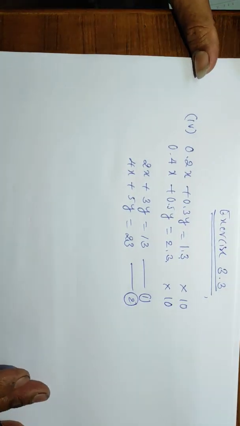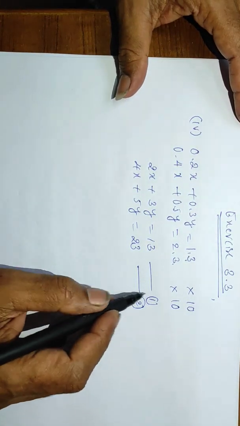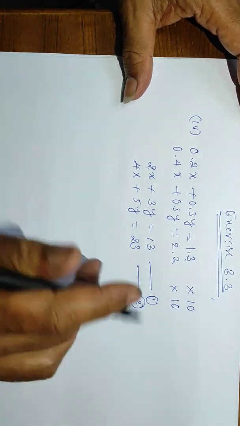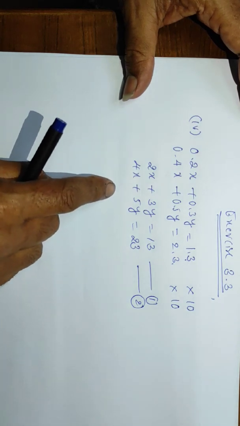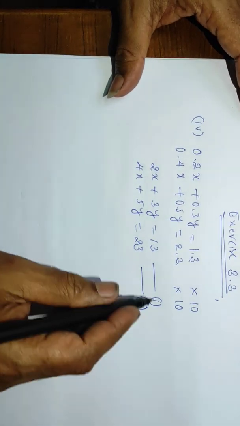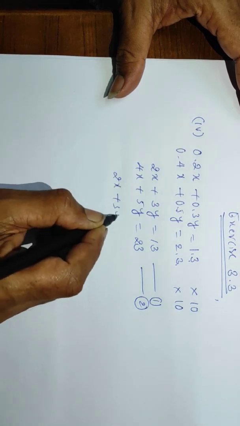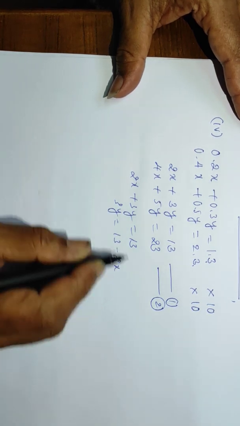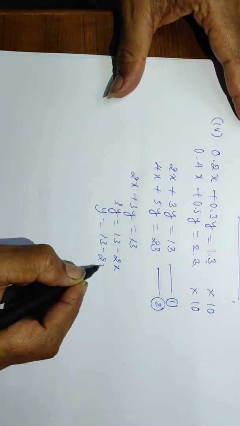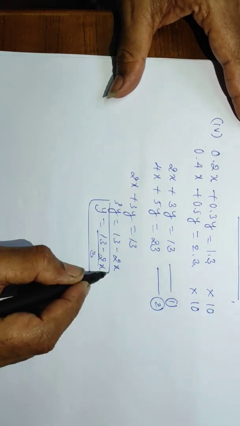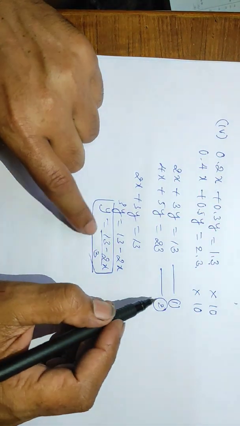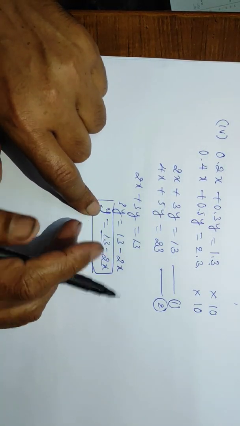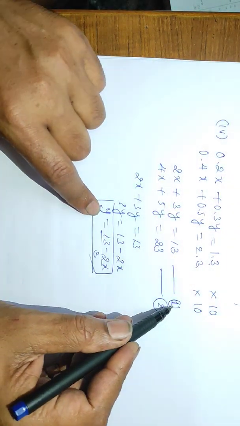So you have to follow the same steps. You have to take any one of these equations, whichever is convenient to you, and express the value of one variable in terms of another. Let me take equation 1. 2x plus 3y is equal to 13. 3y is equal to 13 minus 2x. y is equal to 13 minus 2x by 3. So I found the value of y by considering equation 1.